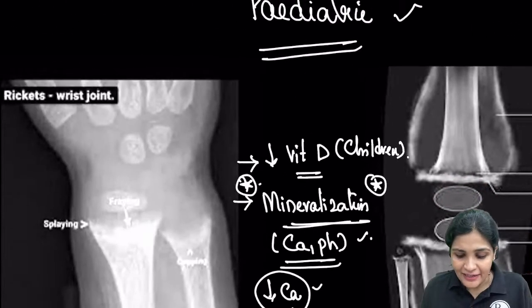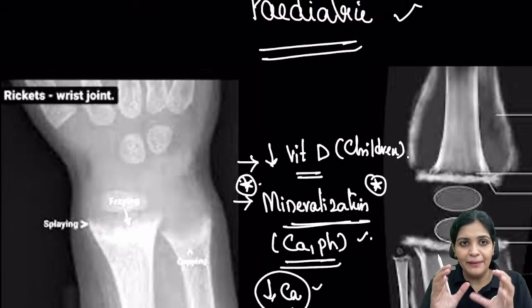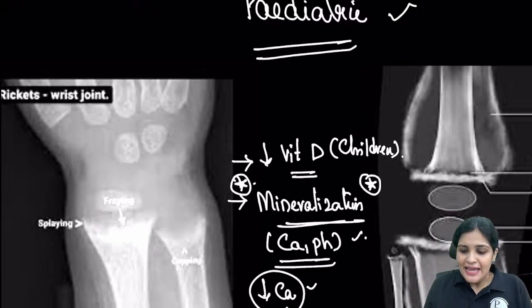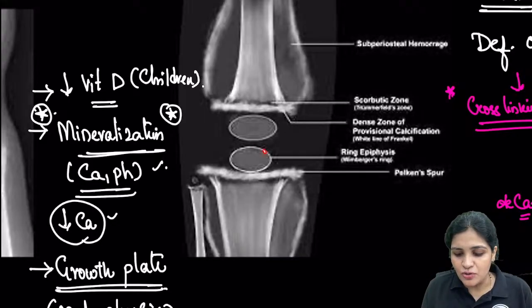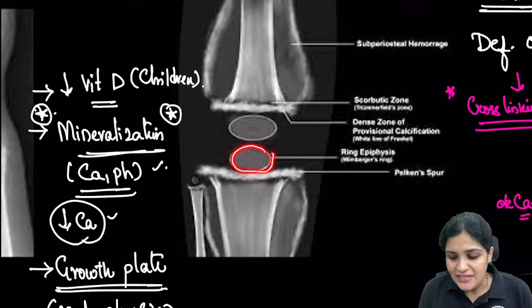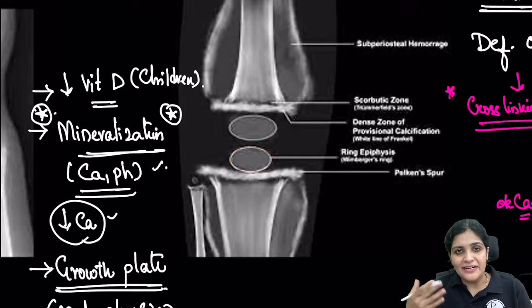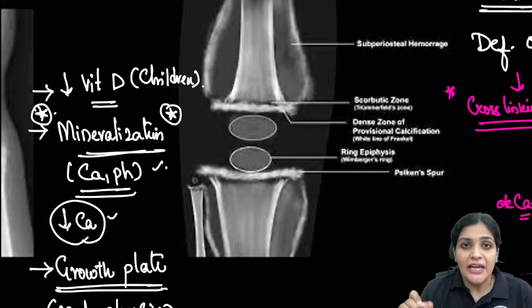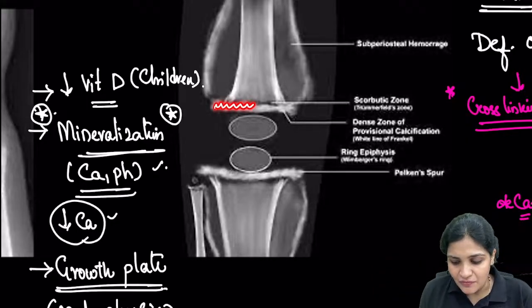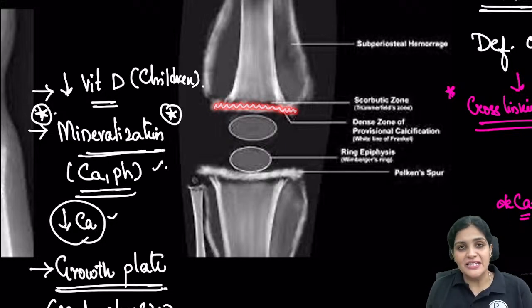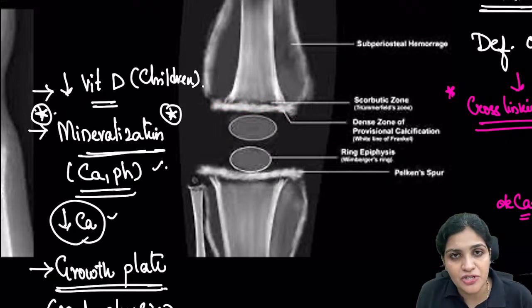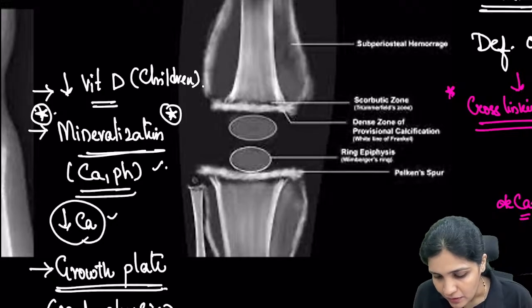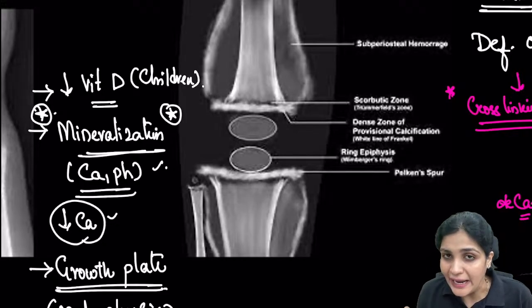So whereas in rickets, because of the absence of the calcium, you see everything as dark, like cupping, fraying and splaying. These are dark. And here you see something as white. So this is like the ring epiphysis. What is ring epiphysis? Wimberger's sign, there is a calcification occurring around the epiphysis. You will see there is an increased calcification again in the metaphyseal, that is provisional calcification, which is called the dense zone. That is called the white line of Frankel.